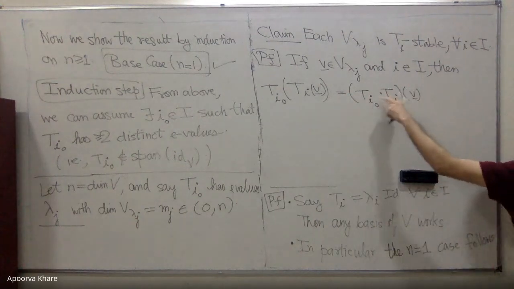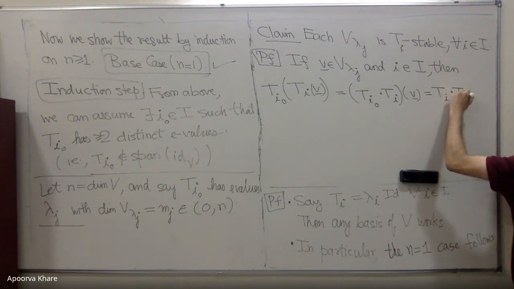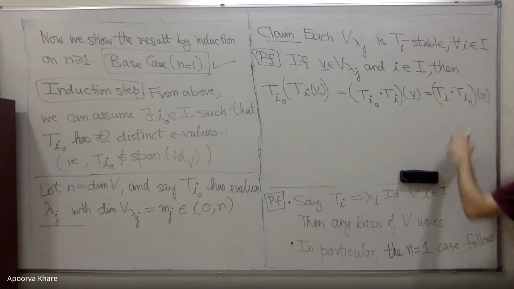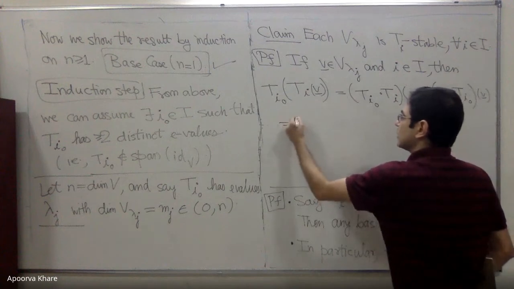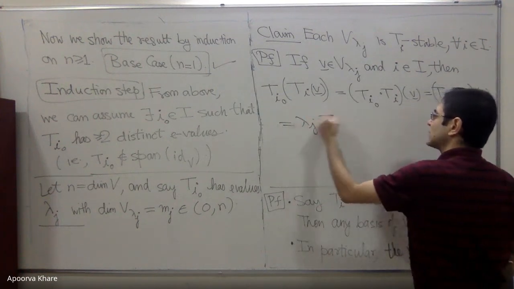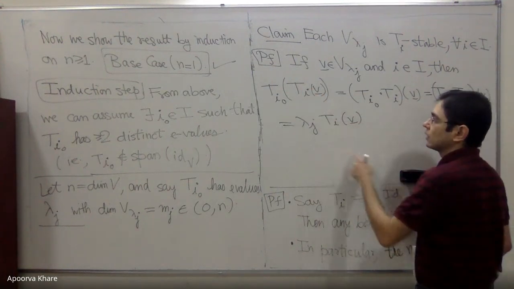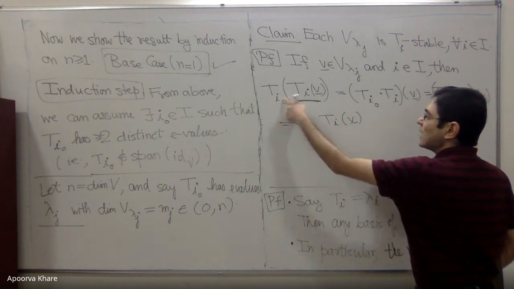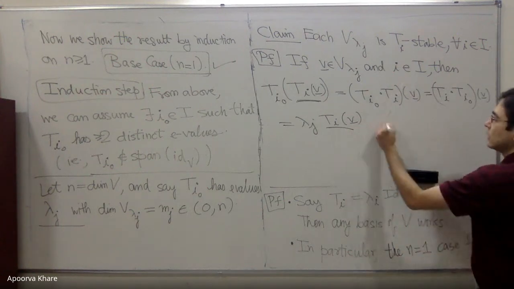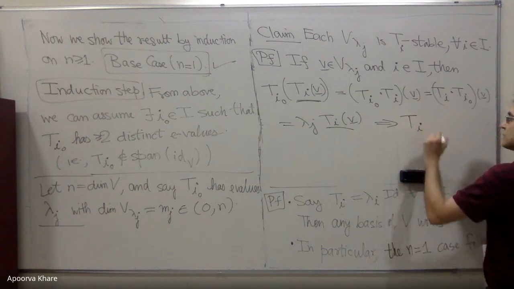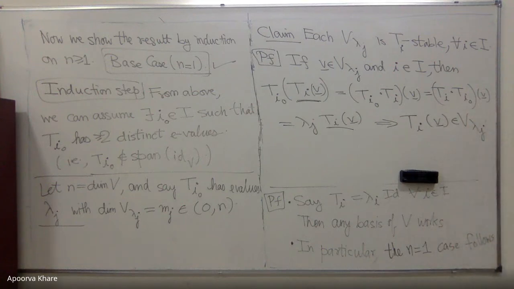But now you know that the Ti commute. So this is Ti composed with Ti naught applied to v. But what is this? It is the same as Ti applied to Ti naught of v, and Ti naught of v is exactly lambda j v. I'm skipping a step here, but fine. So you have some vector here such that Ti naught acts on it and produces lambda j times it, which means that Ti of v must be in the lambda j eigenspace for Ti naught. Great.